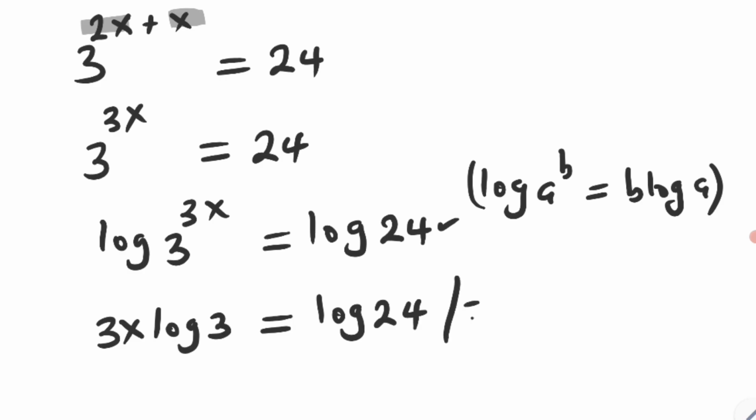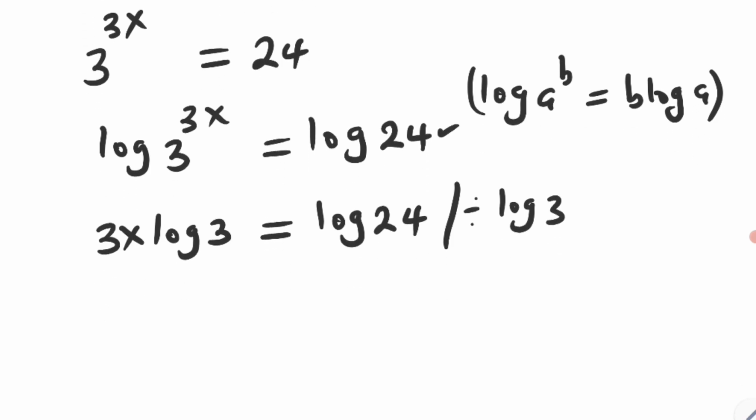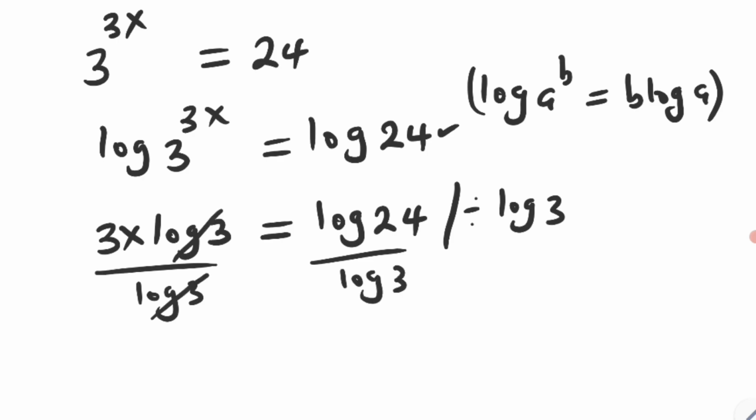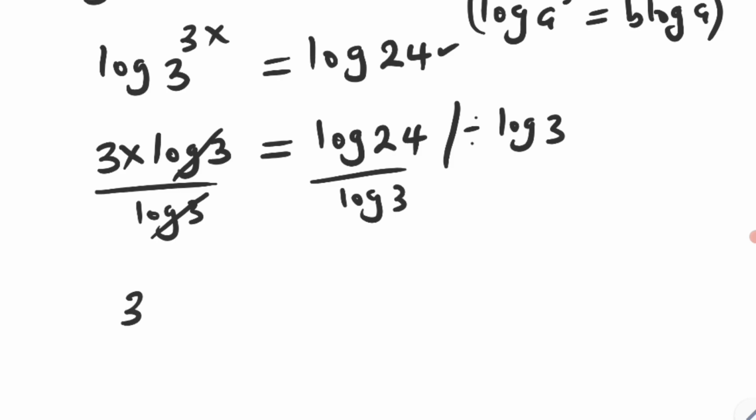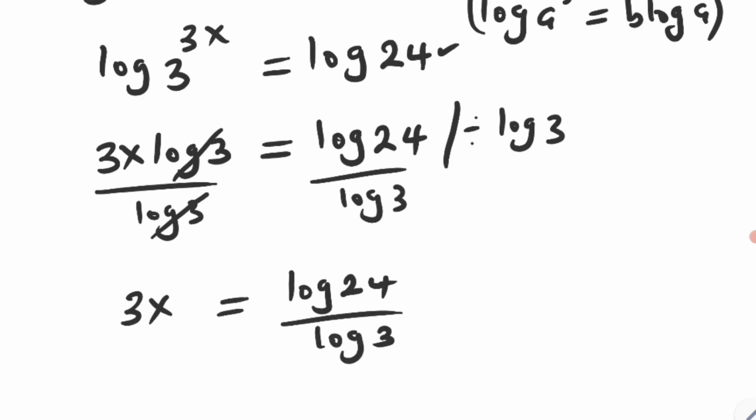Let's divide both sides of this equation by log 3. Then this is divided by log 3, and this is divided by log 3. Then this log 3 cancels this log 3. 3s is equal to log 24 over log 3. Then 24 is equal to 8 multiplied by 3.